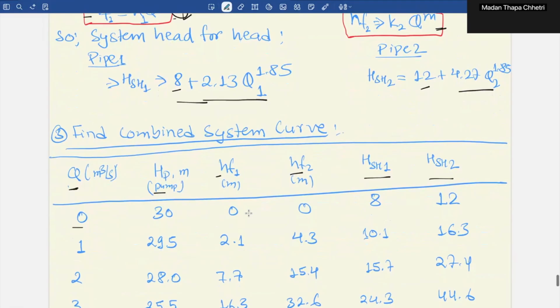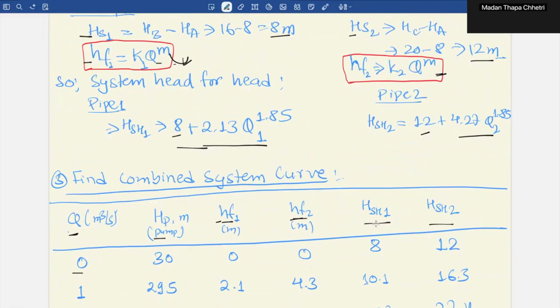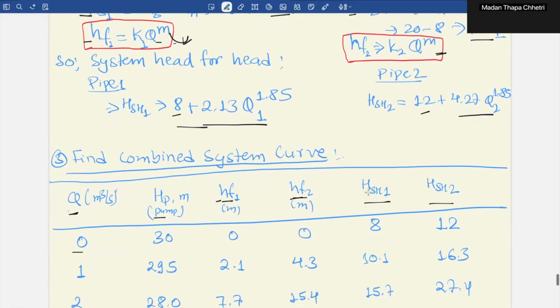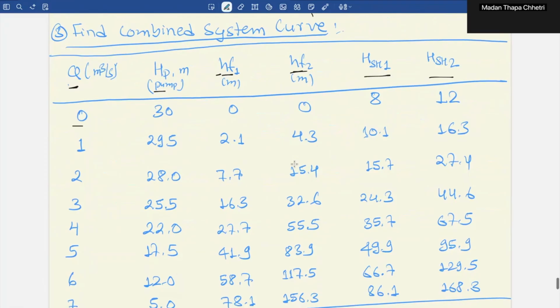So let us tabulate all this information. Q is given, HP is also given. We can compute HFN, HF1 and HF2 by using this formula, and like I already mentioned, the system head for pipe 1 and the system head for pipe 2. This will be crucial for finding Q1 and Q2 in a later part by using this formula. So once we have Q and HP, we can compute HF1.